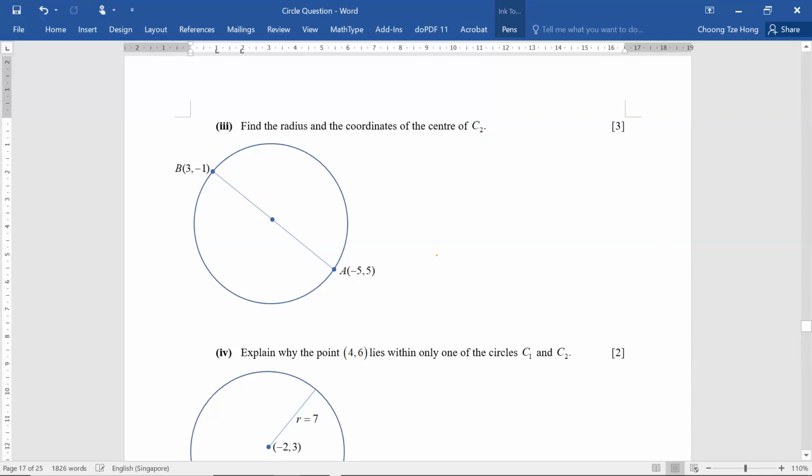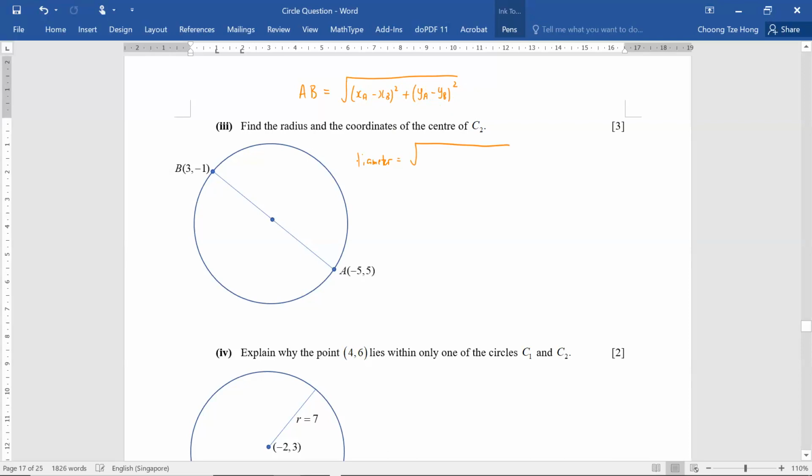For the radius, we can find the length of AB first. That will be the diameter, and then we just divide by 2. We're going to use the distance between two points formula. To find the distance between A and B, take the x coordinate of A minus the x coordinate of B, squared, plus the y coordinate of A minus the y coordinate of B, squared. Or commonly known as x2 minus x1 squared plus y2 minus y1 squared.